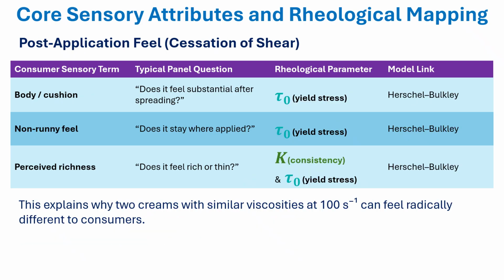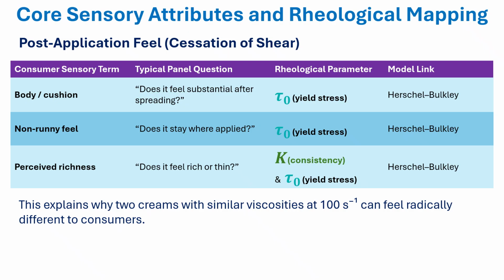Once the consumer has finished rubbing the product into the skin, the motion stops. At this point, the shear rate drops rapidly, back towards zero. This is what we refer to as cessation of shear. Even though the product is no longer moving, consumers continue to judge how it feels.